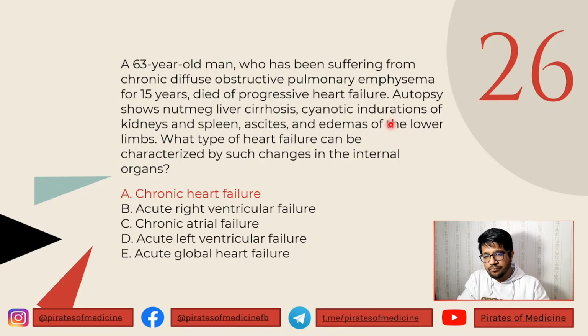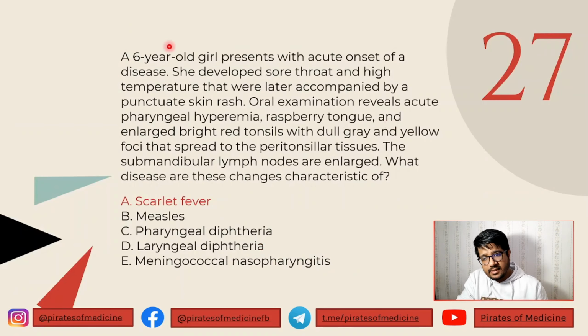morphological symptoms. 27th is that a 6-year-old girl presents with acute onset of a disease. She developed sore throat with high temperature that were later accompanied with punctate skin rash. Oral exam reveals acute pharyngeal hyperemia, raspberry tongue, and enlarged bright red tonsils with dull gray-yellow foci that spread to the peritonsillar tissues. The submandibular lymph nodes are also enlarged. What disease are these characteristic of?